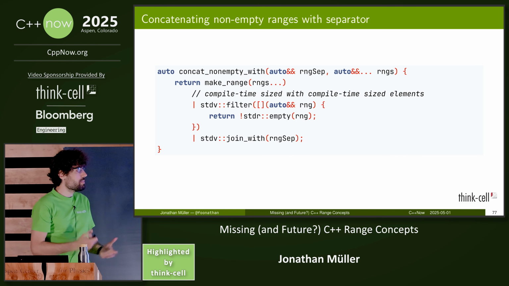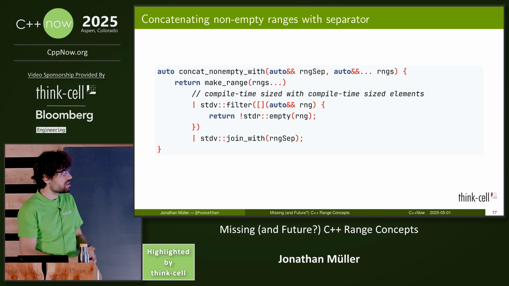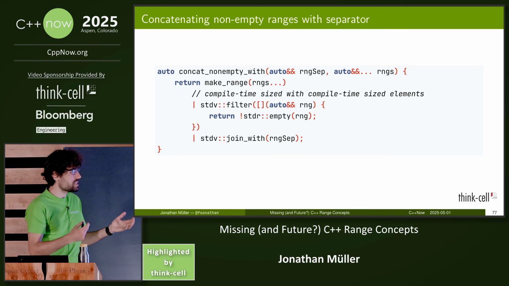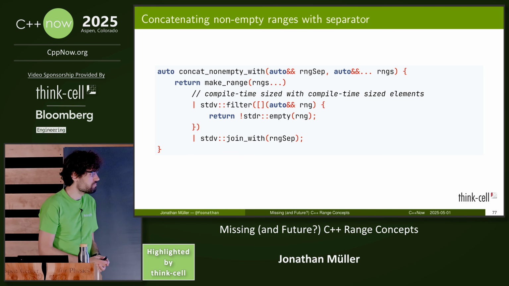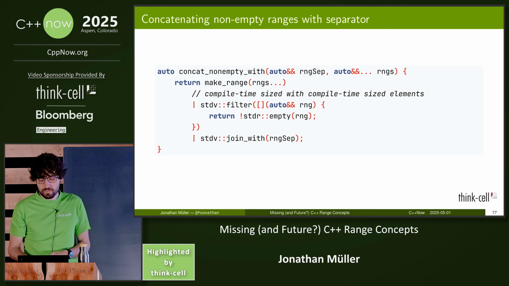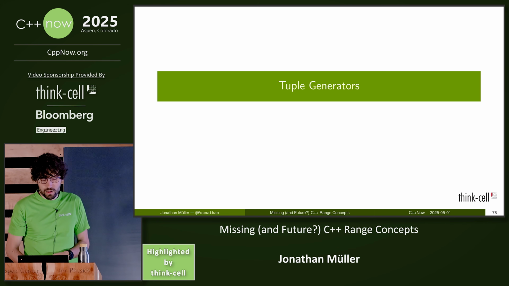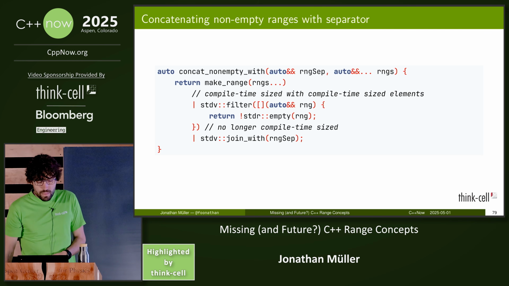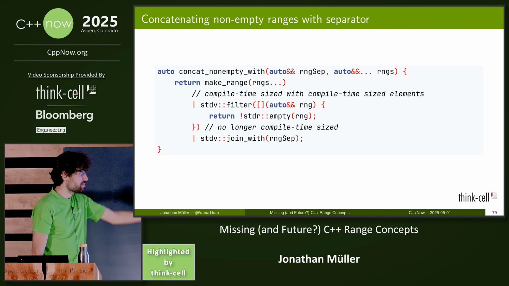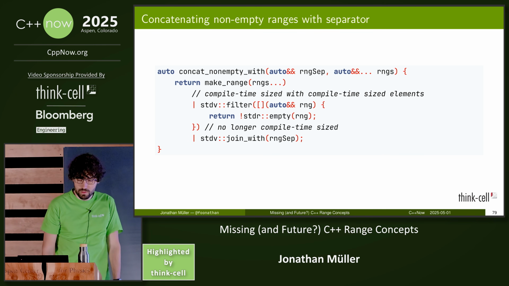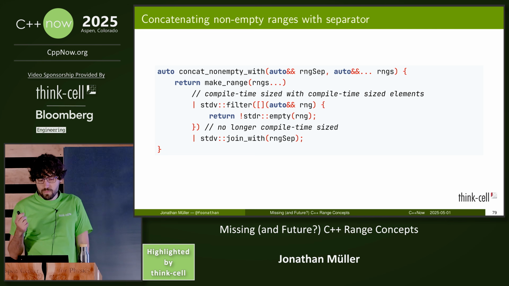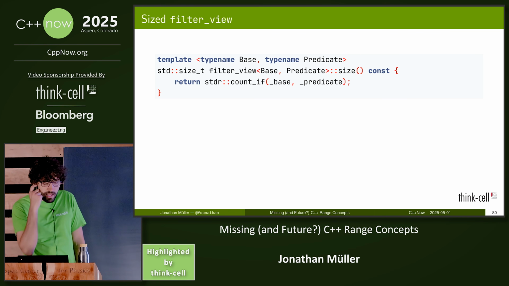For our specific problem, it means that we call make_range, we turn that into a tuple, and in some sense, this is now a compile time sized range where all the elements are compile time sized. So first hurdle done. Next hurdle. After we filter it, it's no longer compile time sized because filter isn't even a sized range to begin with. So can we make filter sized?